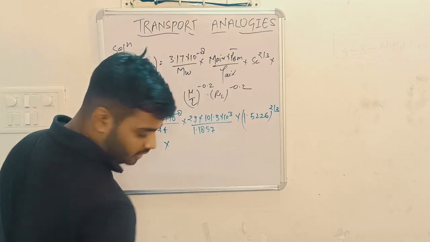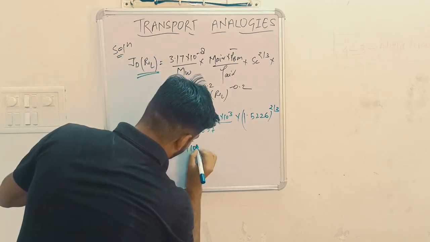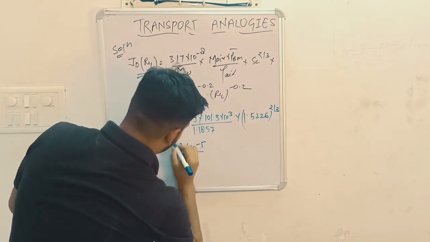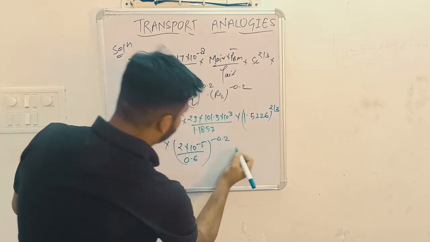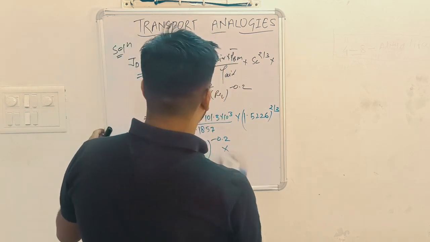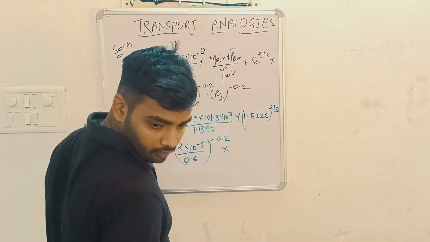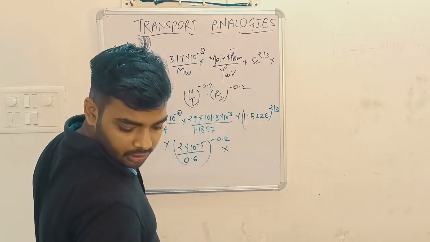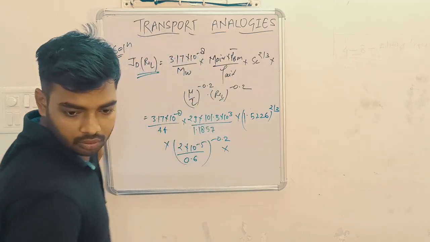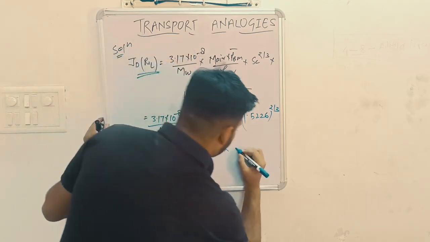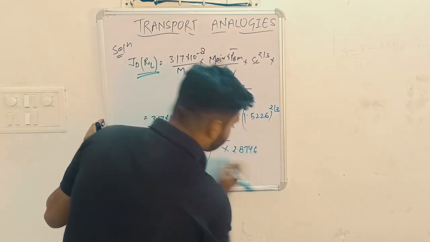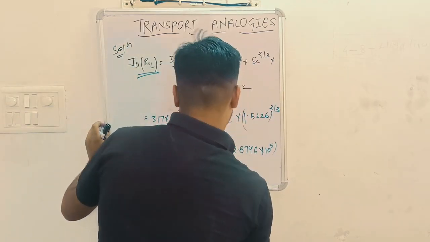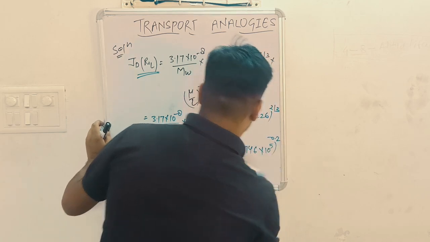into viscosity we have 2 into 10 power minus 5, and length 0.6 meter power minus 0.2, into Reynolds number we have. Reynolds number calculated 2.8746 into 10 power 5 power minus 0.2.